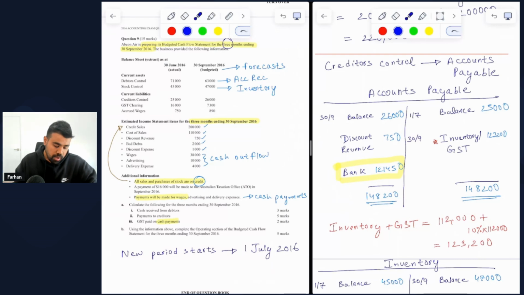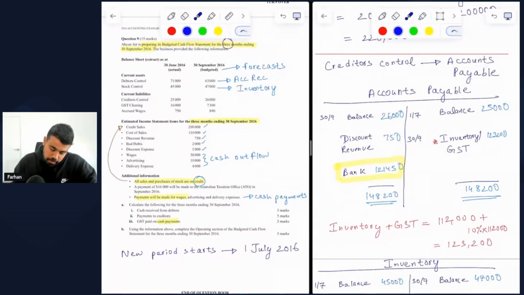First of all, you can see that because this exam was in 2016, we have old terminology for creditors control. So creditors control is what we now refer to as accounts payable. So accounts payable refers to the credit suppliers of the business. These are the people from whom the business purchased inventory on credit.